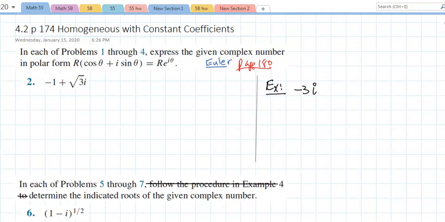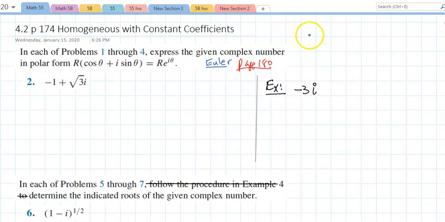Section 4.2 is on page 174, talks about homogeneous equations with constant coefficients. This is a repetition of what we did in chapter 3, but now we're going to go for a higher order. To do that, I need to review with you a bit of trigonometry. I already uploaded complex numbers in the Canvas files. You could look them up.